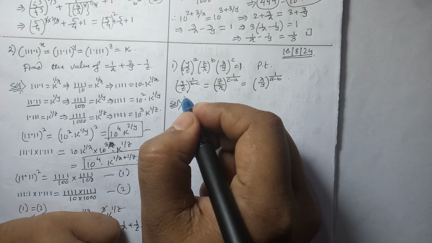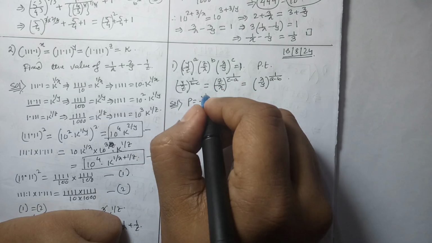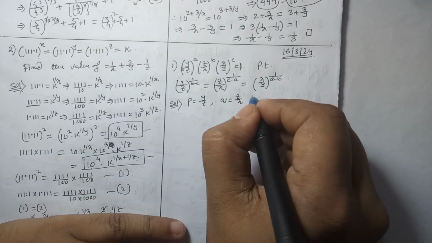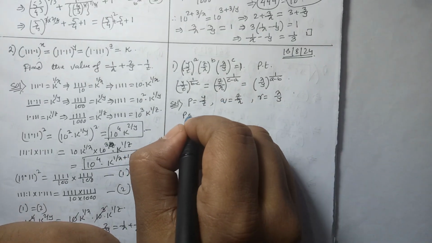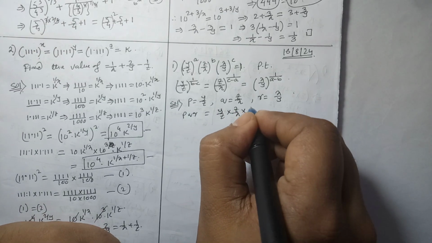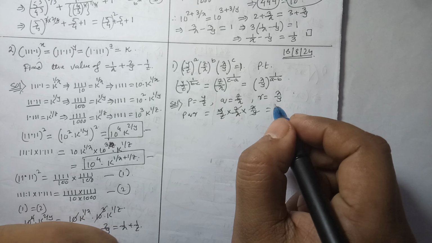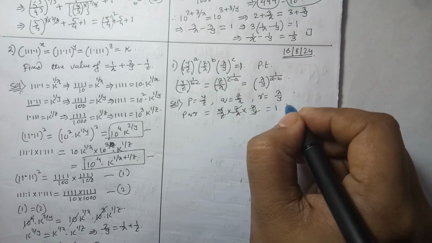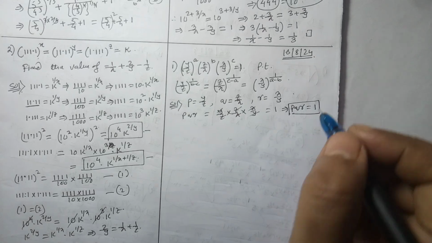Let's start. I'll take p equal to y/z, q equal to z/x, and r equal to x/y. If I multiply these three, what do I get? One, right? So this is pqr equal to 1. Fine.